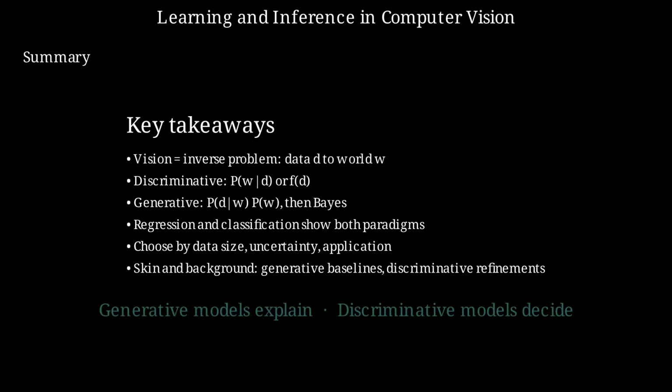Variational autoencoders and diffusion models are generative, classifiers on their latents are discriminative. Self-supervised learning trains generative or contrastive objectives, then fine-tunes discriminative heads for downstream tasks. Understanding when to model the world given data versus data given the world is the conceptual foundation beneath every paper and product in computer vision.